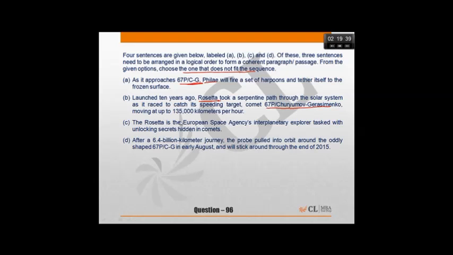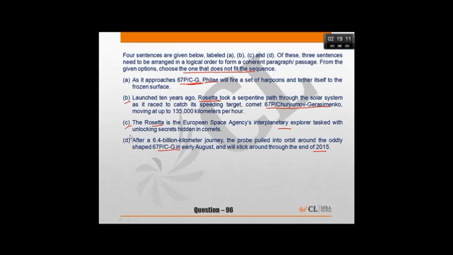Moving at a speed of 135,000 kilometers per hour. The Rosetta is a European Space Agency interplanetary explorer tasked with uncloaking secrets hidden in the comets. So B and C are definitely connected. Okay. D says after a 6.4 billion kilometer journey, the probe will be pulled into the orbit around the oddly shaped 67P in early August and stick through the end of 2015. So B, C are connected.